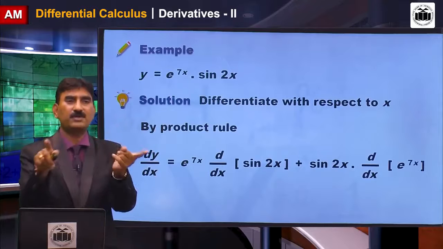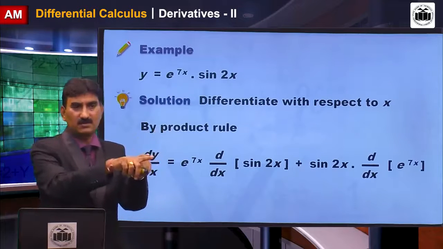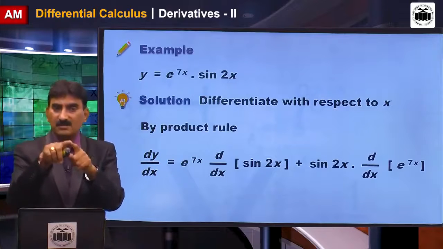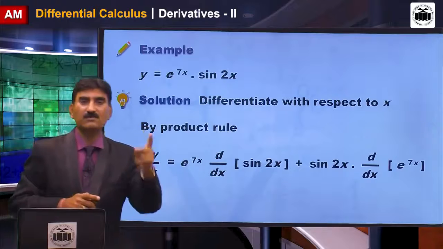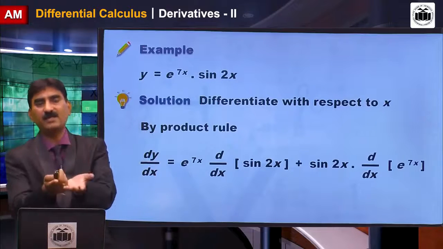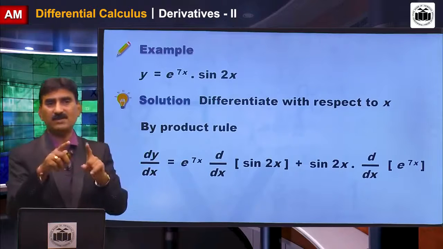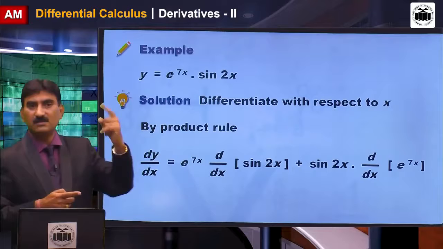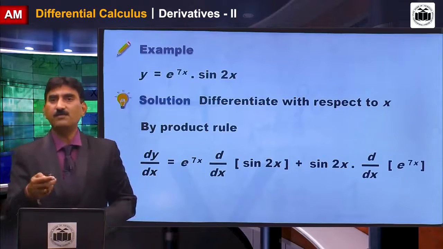Comparing these two derivatives, derivative of sin x is only cos x. But what is the derivative of sin 2x? Sin के अंदर 2x है, अकेला x नहीं है. So sin 2x का derivative cos 2x and again derivative of 2x. Similarly e raised to 7x, x is not alone, it is with 7. So first derivative of e raised to 7x into again derivative of 7x.